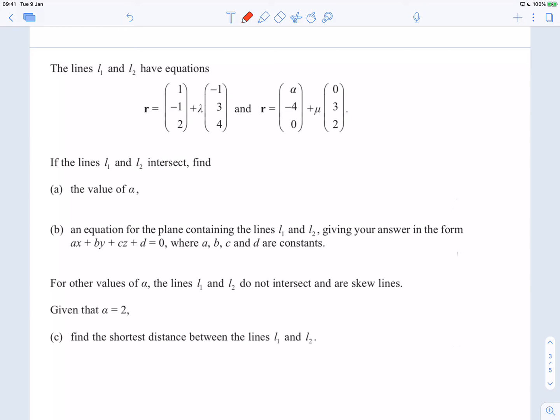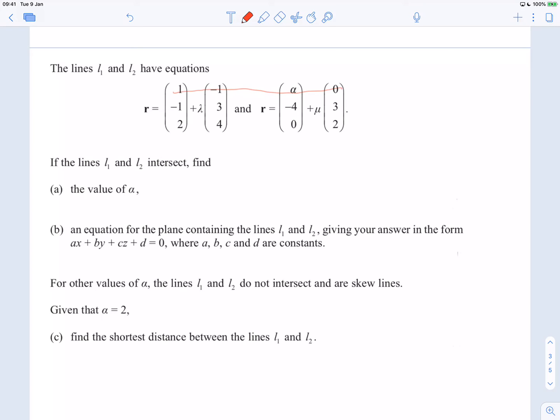Okay, the lines L1 and L2 have the equations given. If L1 and L2 intersect, find the value of alpha. Okay, so what have I got here? If they intersect, then that means I can solve a set of simultaneous equations.